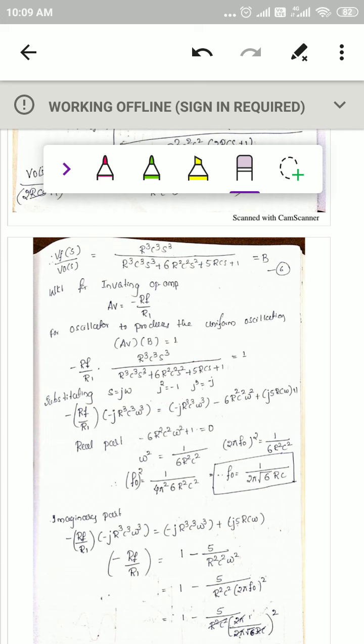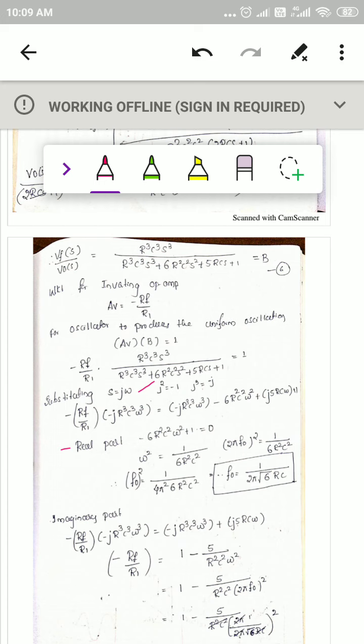Okay, substitute these values, that is s is equal to j omega, j square is equal to -1, j cube is equal to -j in this equation. Rewrite it. Now rewrite the equation. So after rewriting, you'll get this one, minus Rf divided by R1.